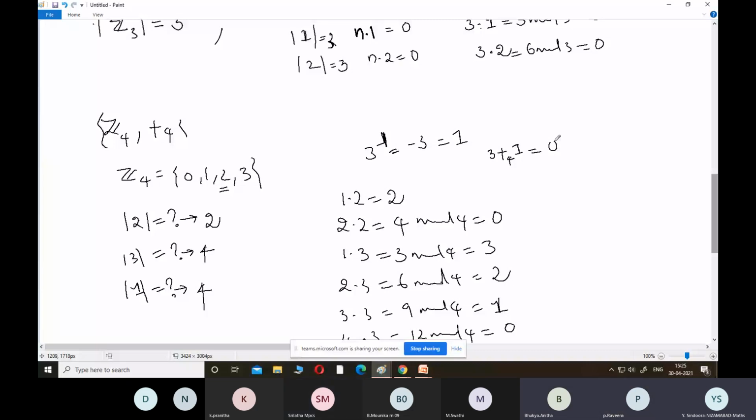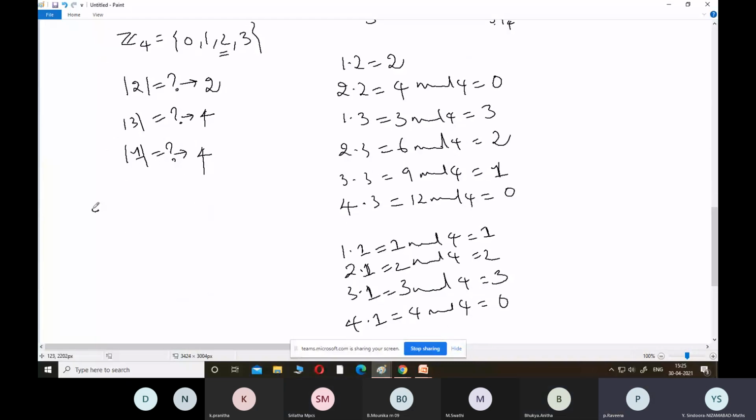Now in the same way, you tell me what is inverse of 2 with respect to addition modulo 4? 2 inverse is nothing but minus 2. I'm asking you, what is minus 2? 2 added with what and taken modulo 4, I'll be getting 0. Now tell me what is 2 inverse? 2, madam. Very good. Because 2 added with 2 and taken modulo 4, I'll be getting 0. Why? Because 2 plus 2 is 4, and 4 modulo 4 is 0 for us. That is why 2 inverse is 2 itself.